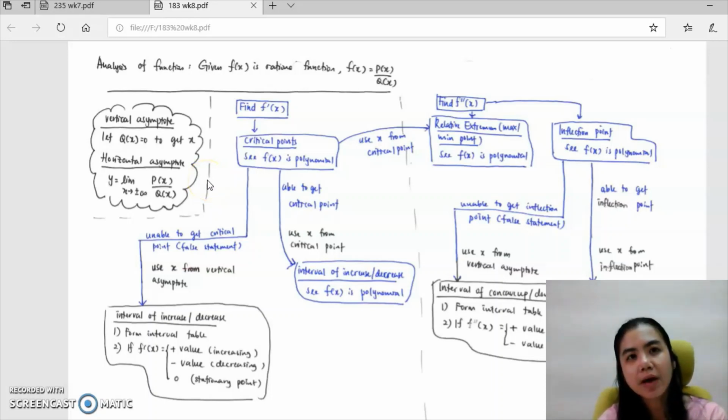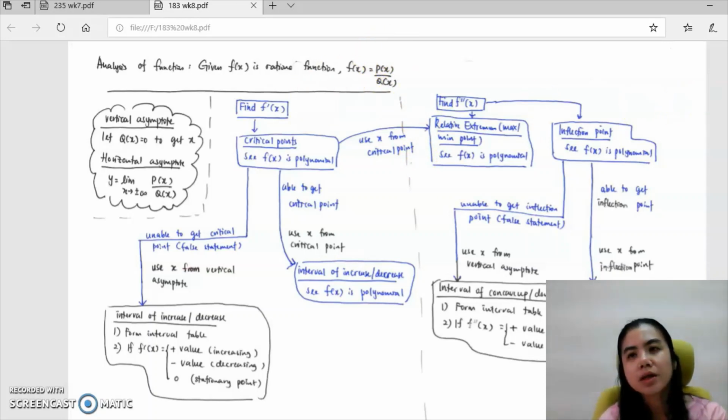So today we're going to look at the analysis of function. If you have f(x) as rational functions, you have the pattern of p(x) over q(x). So p(x) is a polynomial, q(x) is also a polynomial. And this is a flowchart that we're going to use in order to answer the type of example that is involved with rational function.